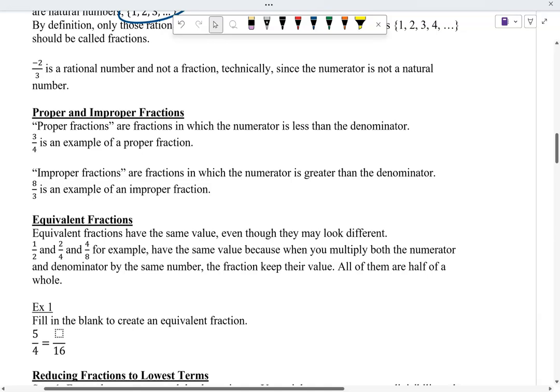Now you have two types of fractions: proper and improper fractions. Proper fractions are where the numerator is less than the denominator. So 3/4 is an example. Notice the 3 is less than the denominator of 4, whereas with improper fractions, your numerator is greater than your denominator.